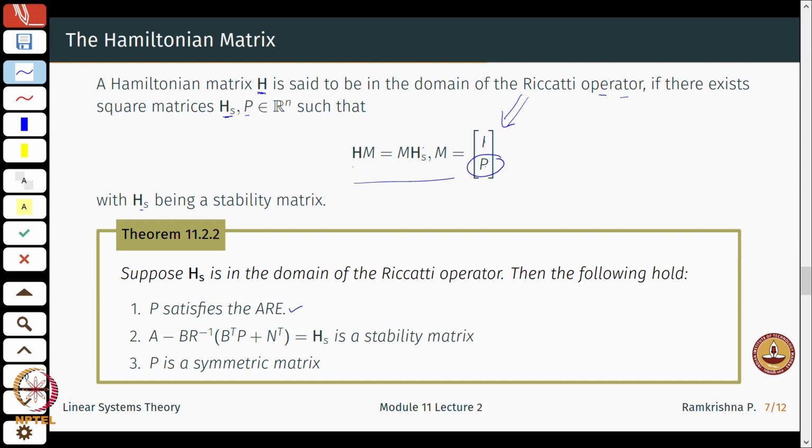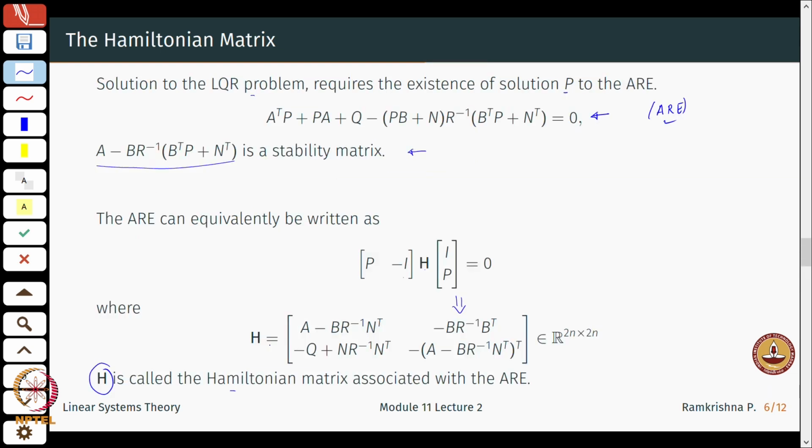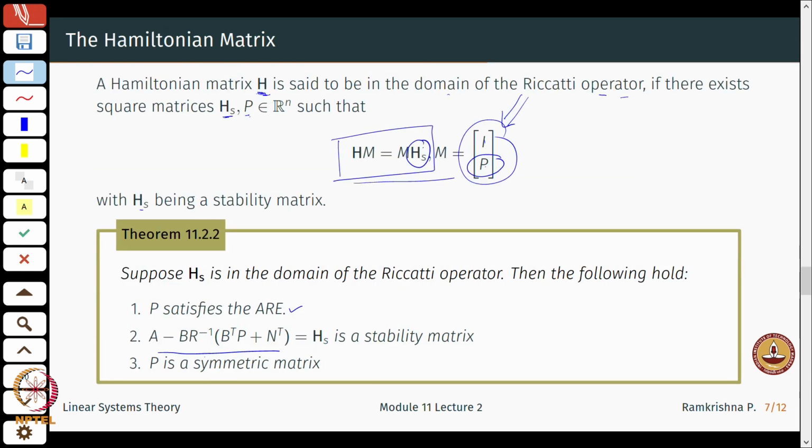If I can write a structure of this form, H M equal to M Hs, this expression actually means that the matrix H is in the domain of the Riccati operator, okay, with an M which takes this form. P is a square matrix, then this P which exists here satisfies the ARE. We will find later what this P precisely is. Second, this Hs here is precisely equal to the closed loop matrix that we derived here, this one, A minus B R inverse B transpose P and so on.